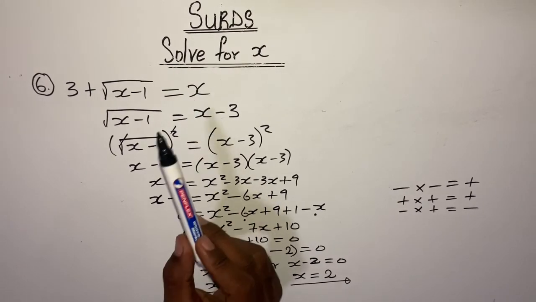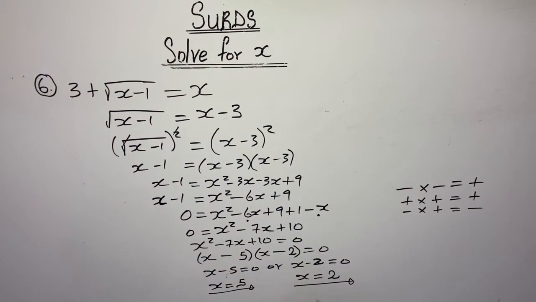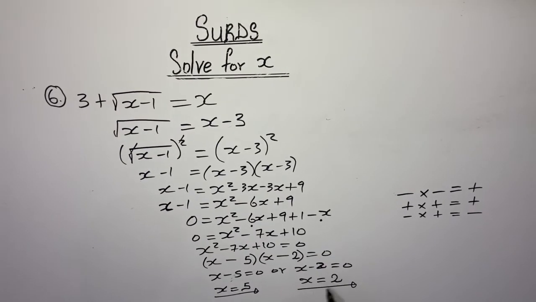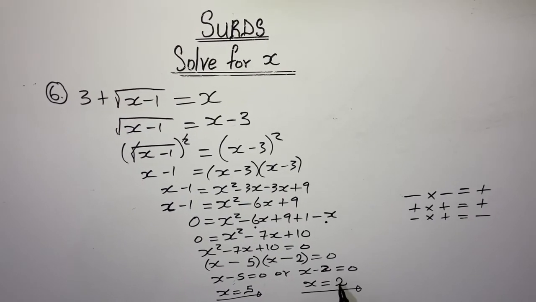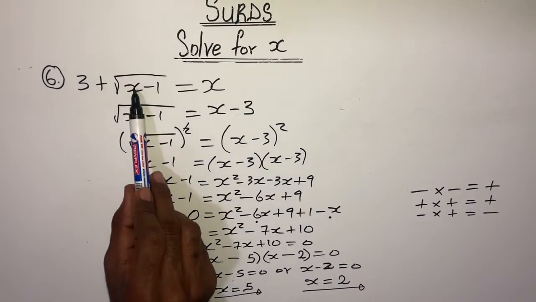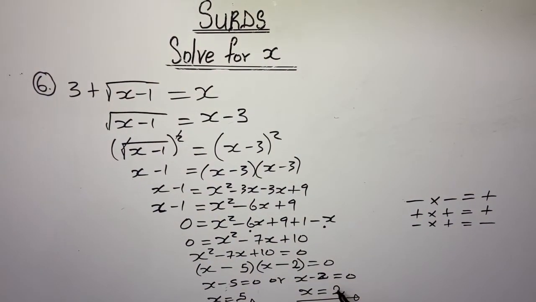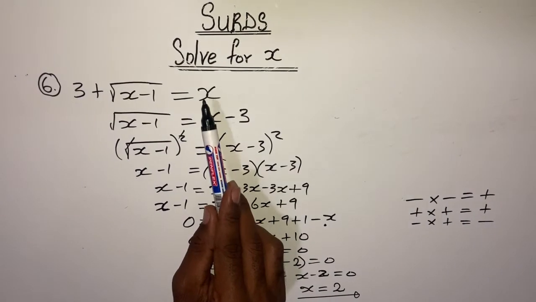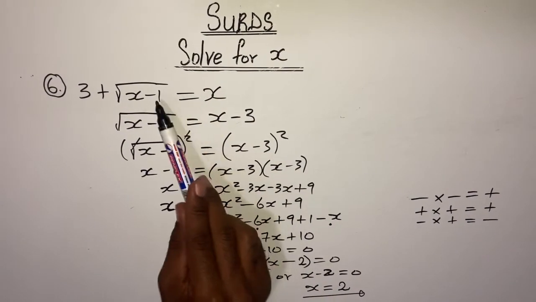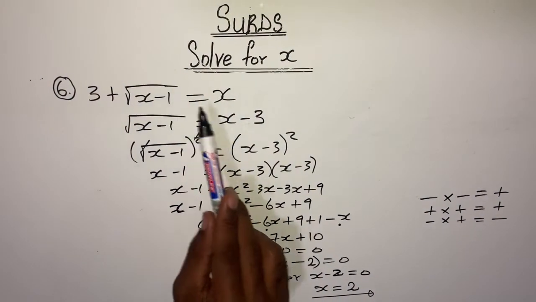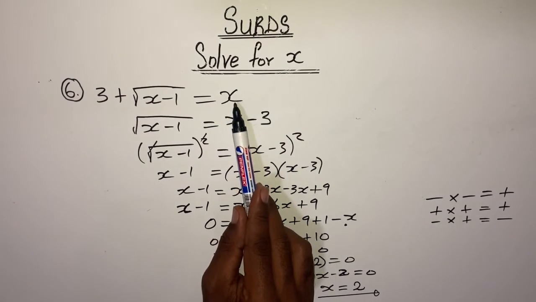Then now, since 5 qualifies, we must go on to check 2. We take our 2 and substitute here where there is x. What we'll get is a 4. Then we take the very same 2 and put it here, we'll get a 2. So now my sides are not balancing. I'll have a 4 this side, and this side I'll have a 2.